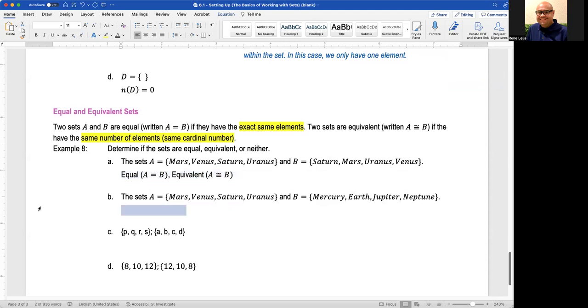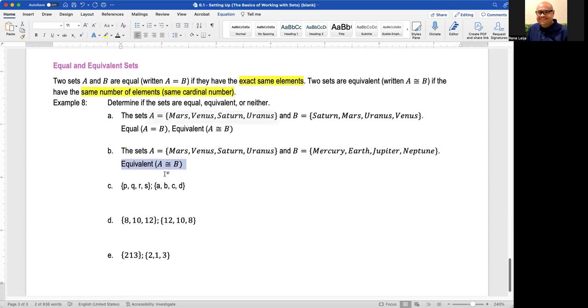Okay? See how this goes? I hope it's making sense. All right, so example 8B. Well, we can look and tell that both sets do not have the same planets. So they don't have the same elements, so they are not equal, but are they equivalent? And then we can count 1, 2, 3, 4, 1, 2, 3, 4. Yes, so they are equivalent. They're just not equal.